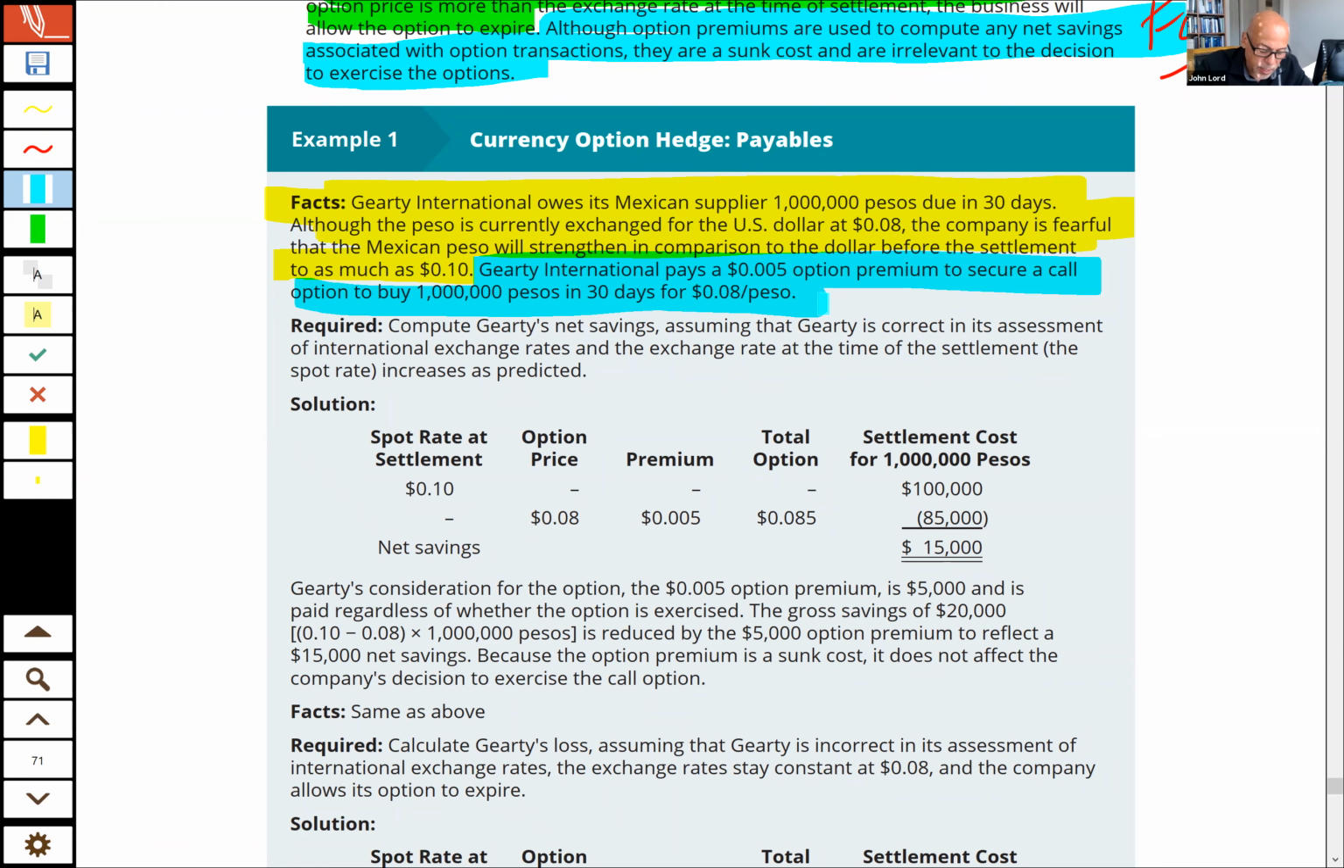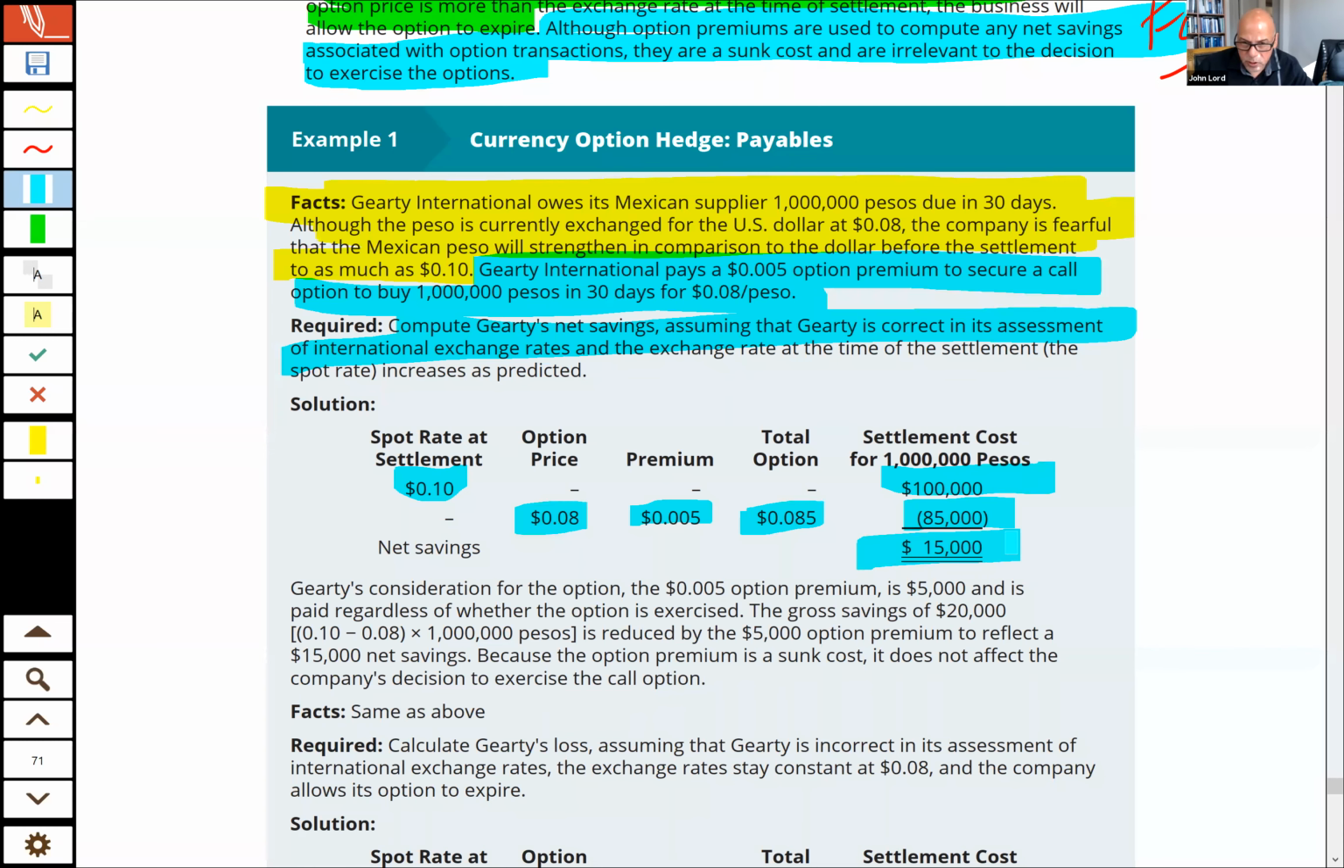Okay. Now, in this question, they ask you, well, what was their savings? And again, guys, you don't know that it's going to be the 10 cents, but they just assume that it comes true exactly the way they said. So they have this option price of 8 cents, but they had to pay this $0.005 premium. So really, the total that they had to pay to settle this was 0.085. And so they saved themselves $15,000 by entering into this option, even though the option cost them $0.005. It would have been much worse if they hadn't done this, because they would have had to pay 10 cents on the dollar.